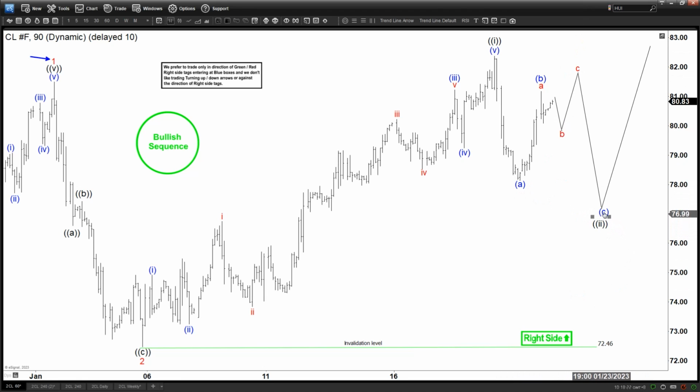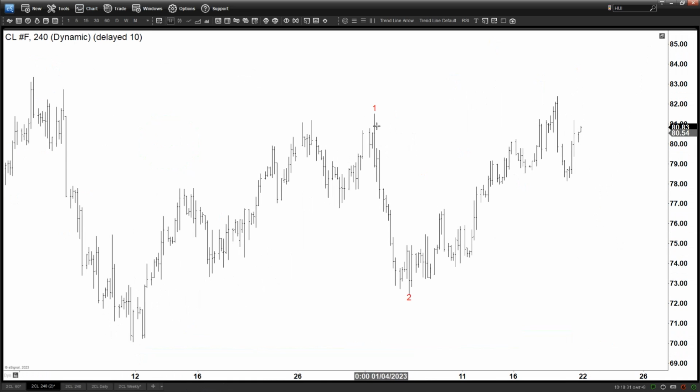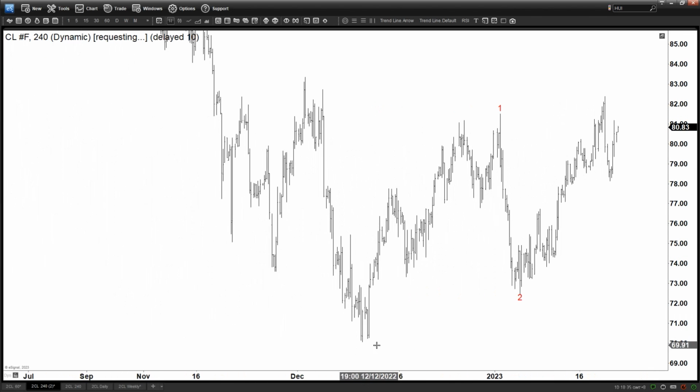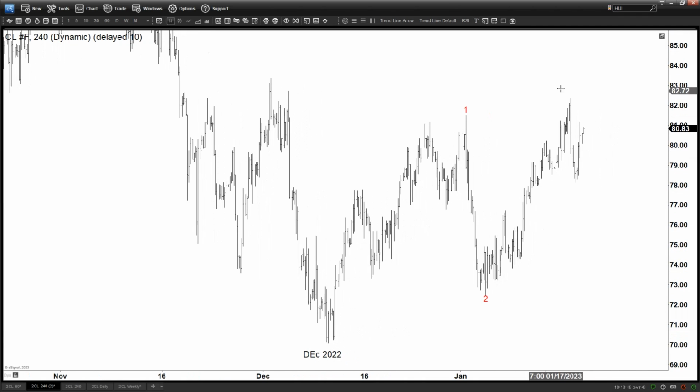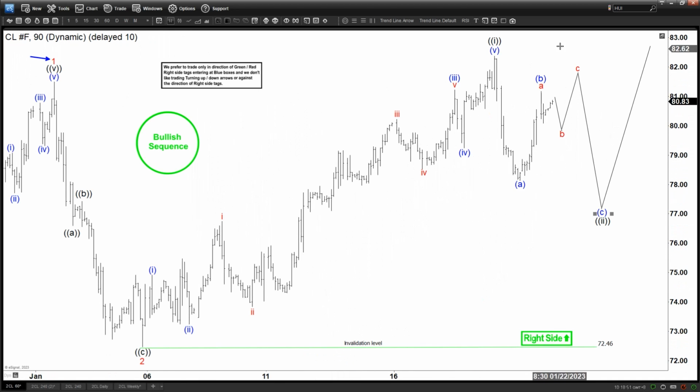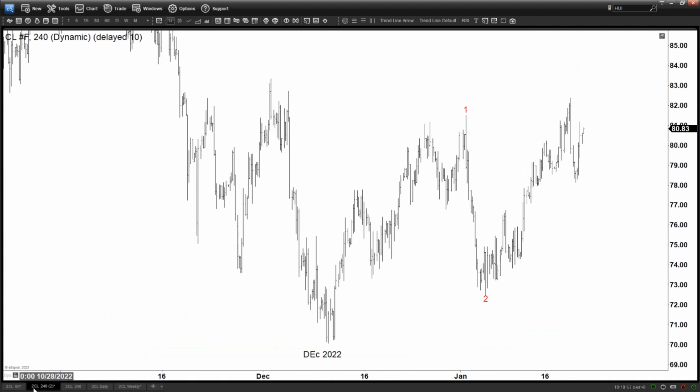Okay, so now let's zoom out and get some ideas in the larger time frame. I'm going to copy this 1 and 2 in the minor degree into the 4-hour time frame, over here, 1 and 2. So basically we're looking at the lows from December 2022, right? And then from there we start the rally, and again we already broke above that previous peak with 1 here, as we can see also in the 90 minutes chart before.